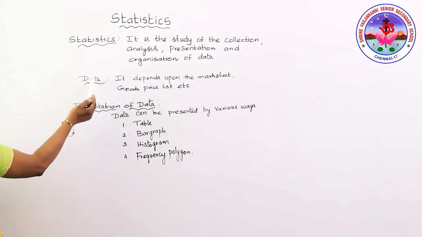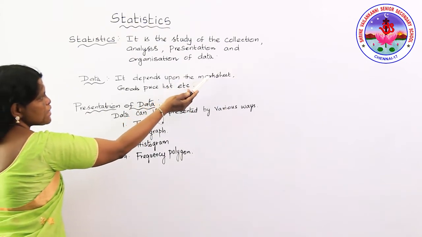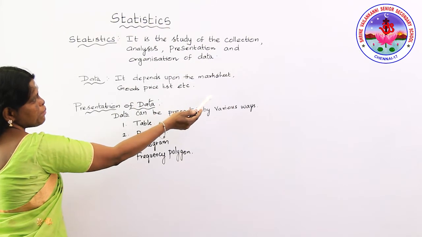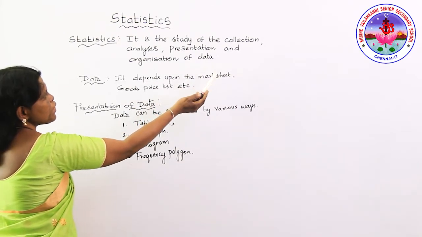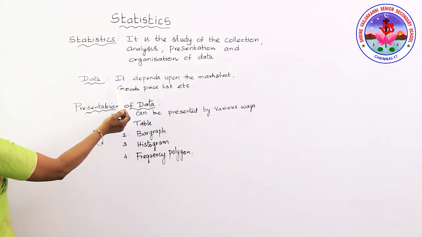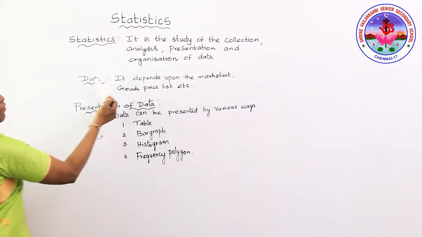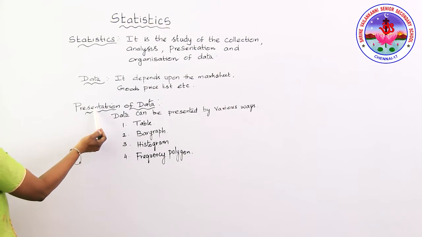So the data can be got depending upon the mark sheets, that is your marks, where the marks were organized under the grouped table, where we find out the frequency, that is the number of times the students' marks occur in the interval, and depending upon the goods price list, and we can give so many examples for the data. Now we are going to see how to present the data.